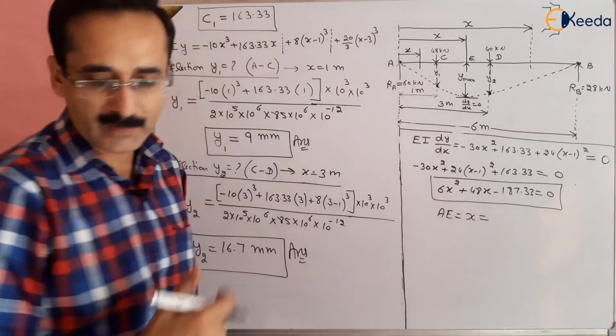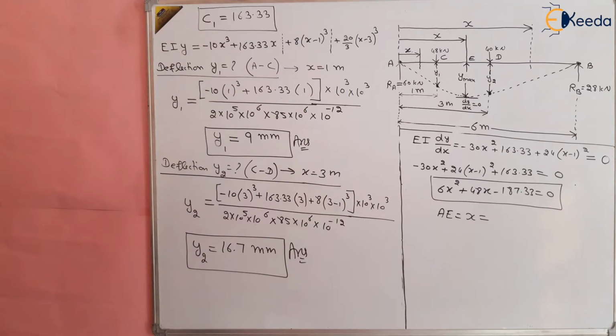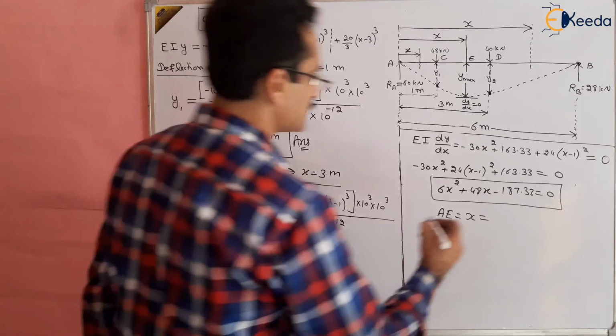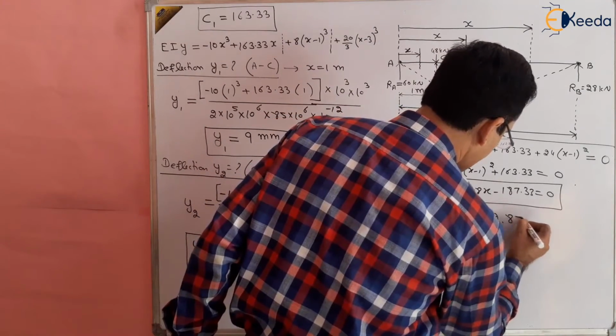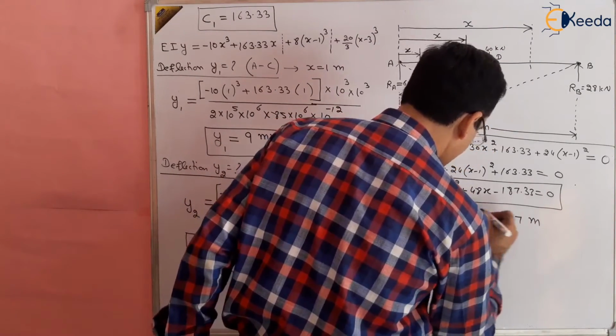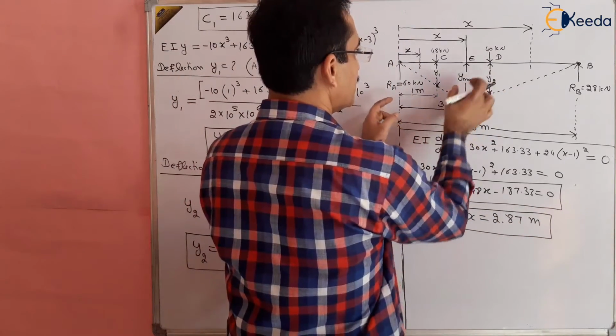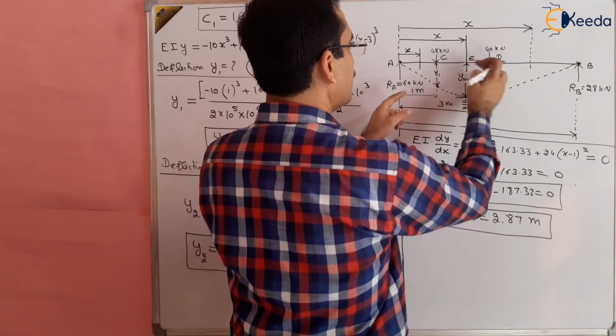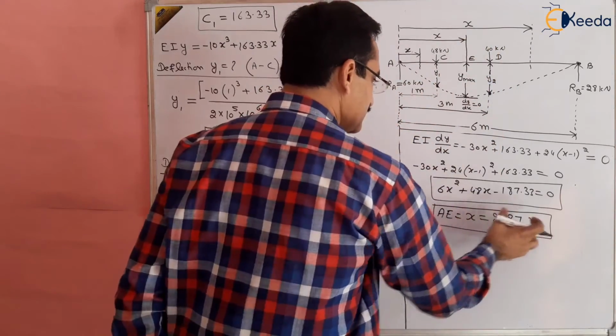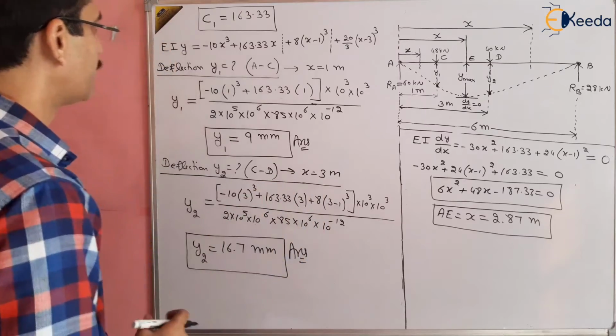So what is the value of x? That will come out to be 2.87 meters. So this is the value of x, right? It is slightly less than 3, between C and D at a certain point E. So this is the maximum deflection, the point of maximum deflection.